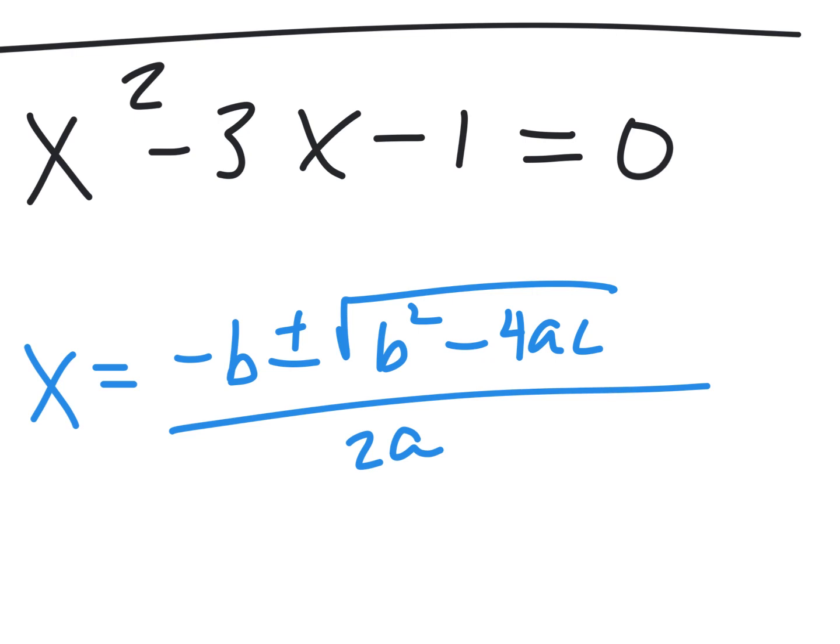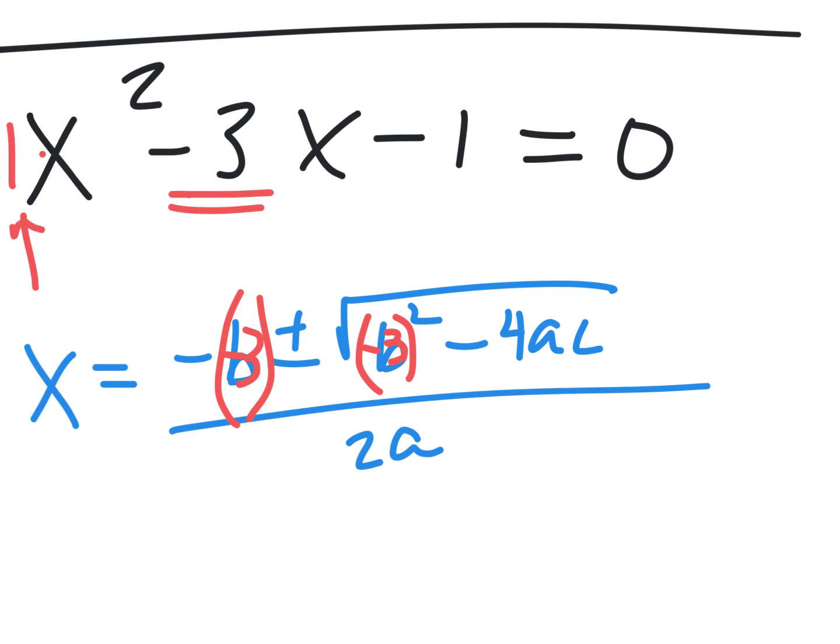Okay, so negative b would be negative of b, which is negative 3 in this case. I'm getting it from right there. So b is negative 3. I'm putting it in there also. And then a is 1. There's no number there, but I know that means there's a 1 there. And then c is also negative 1. And I put that in. And there, I put in all my numbers.